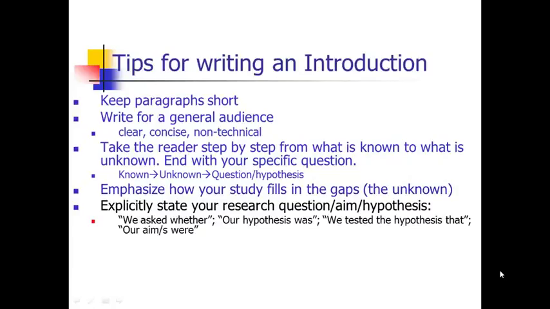And again, explicitly state your research question or aim or hypothesis. So say, we asked whether, our hypothesis was, we tested the hypothesis that, our aims were. So in other words, as I mentioned before, your reader might skim your introduction and just look for that statement. I often do that when I'm reviewing papers. I kind of want to know exactly, well, what was their primary aim here? I'm skimming the introduction looking for that statement. So make sure it's there and it's very clear and easy to find.